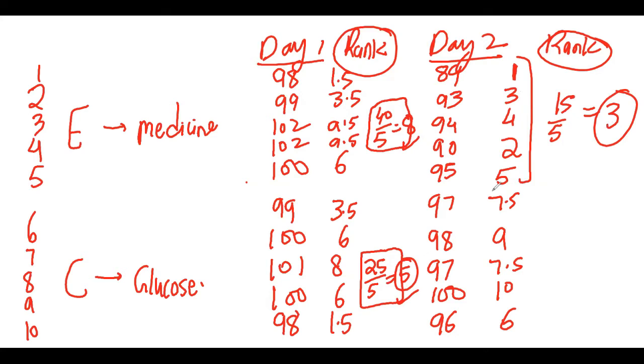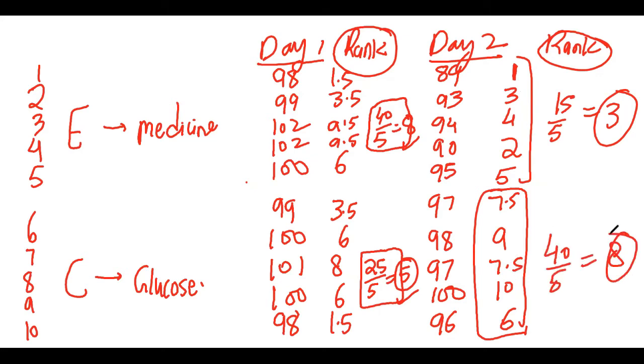And in this case, what is the average of the rank? 7.5 plus 7.5, 15, 15 plus 10, 25, 25 plus 15, 40, 40 divided by 5 is equal to 8. So here the mean rank is 8. So the software will check whether the mean rank of the two groups are different or not.